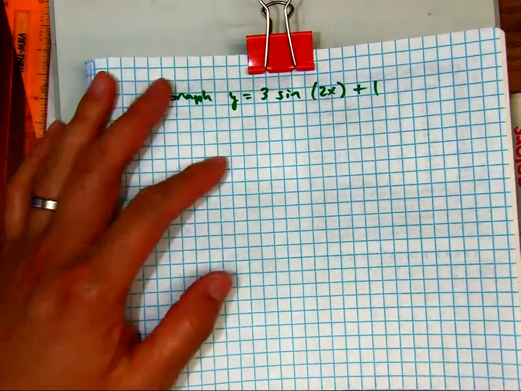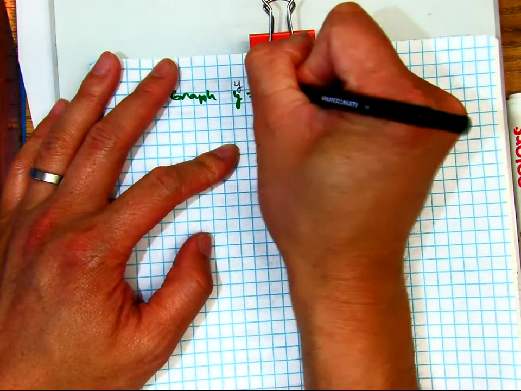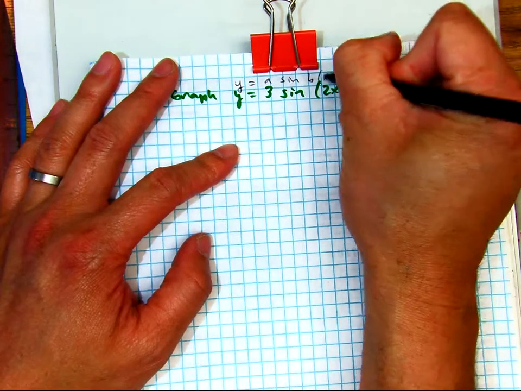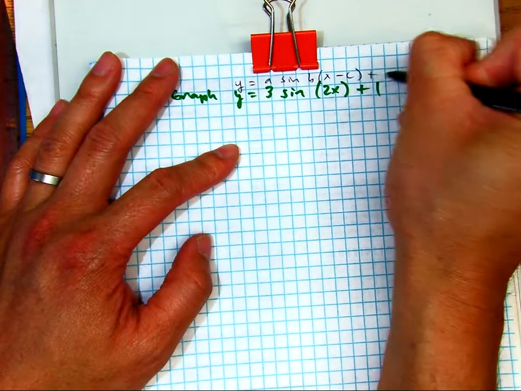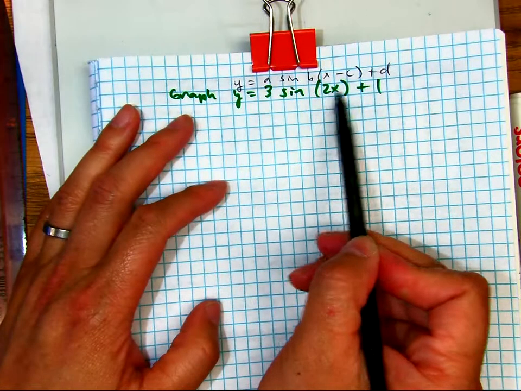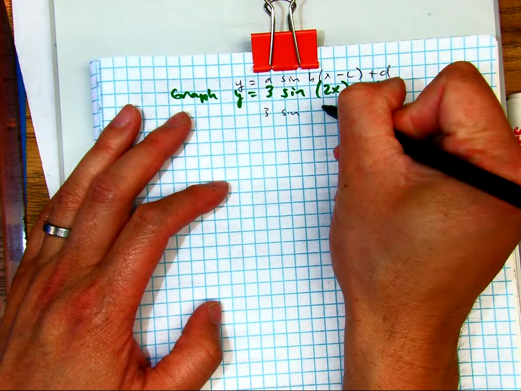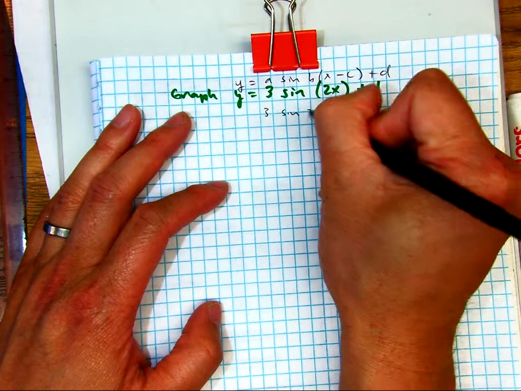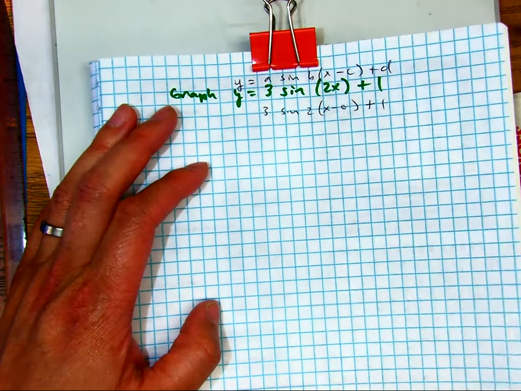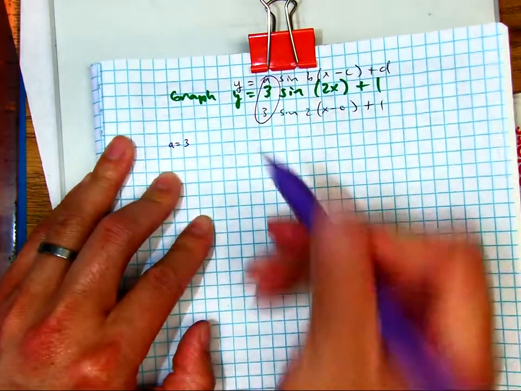y equals a sine b x minus c plus d. Now notice how this problem doesn't have a math operation here, so if I had to rewrite that, you can do something like that. I don't know if that helps. So in this case, my a is 3. And with an a value of 3, that means my amplitude is what? 3. My amplitude is 3.